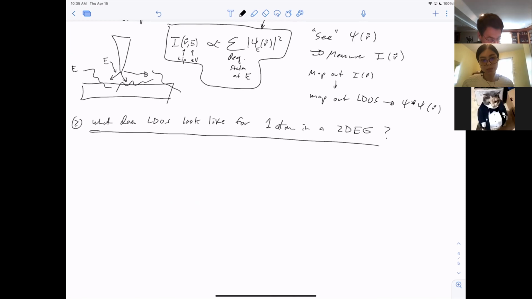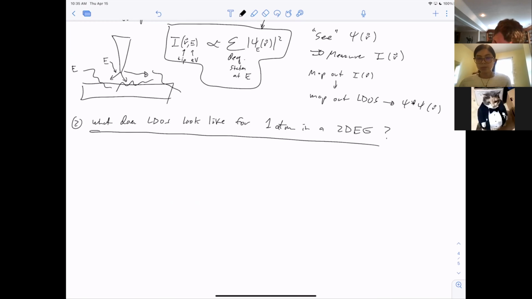Okay, and that's called the Tersoff-Hamann formula. So now we're going to ask ourselves, what does the local density of states look like for a single atom in a two-dimensional electron gas? And so what we do is, here's the thing.